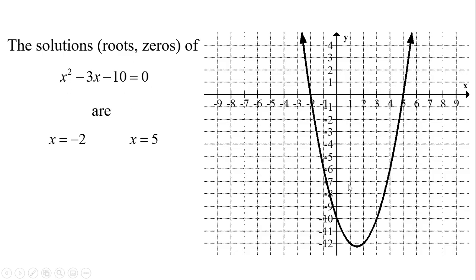Taking a look at a graph of this equation, the graph of x² − 3x − 10 = 0 looks like this. And you can see that those solutions, also called roots or zeros, are at −2 and +5.